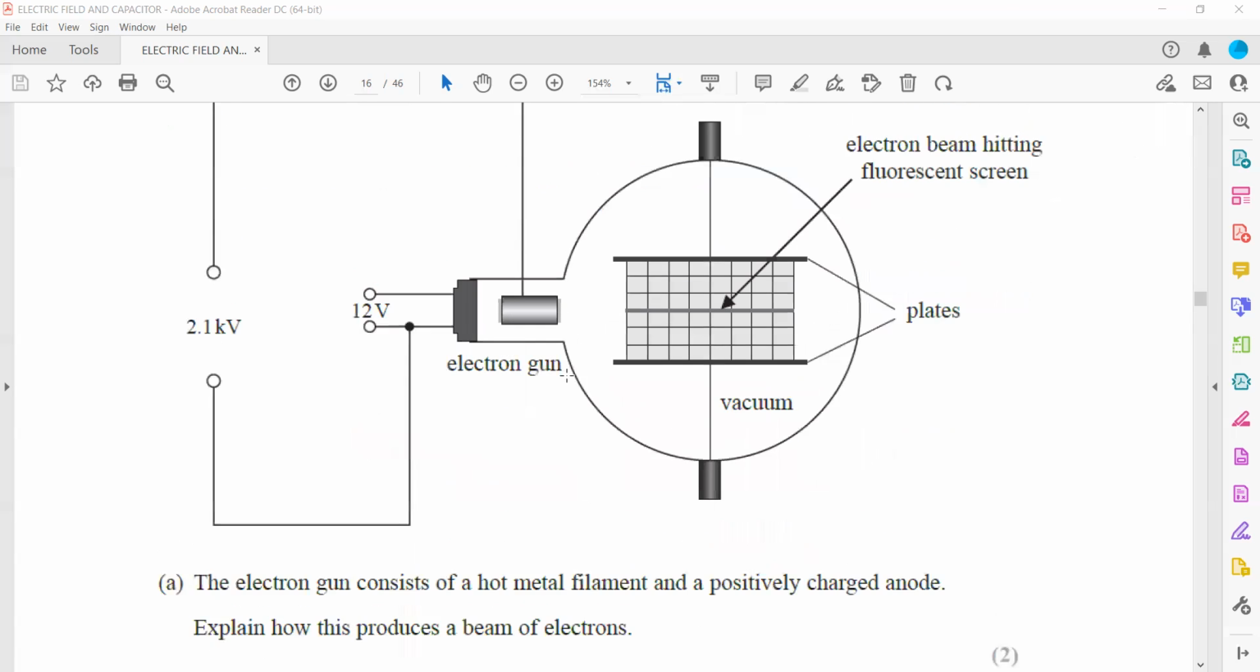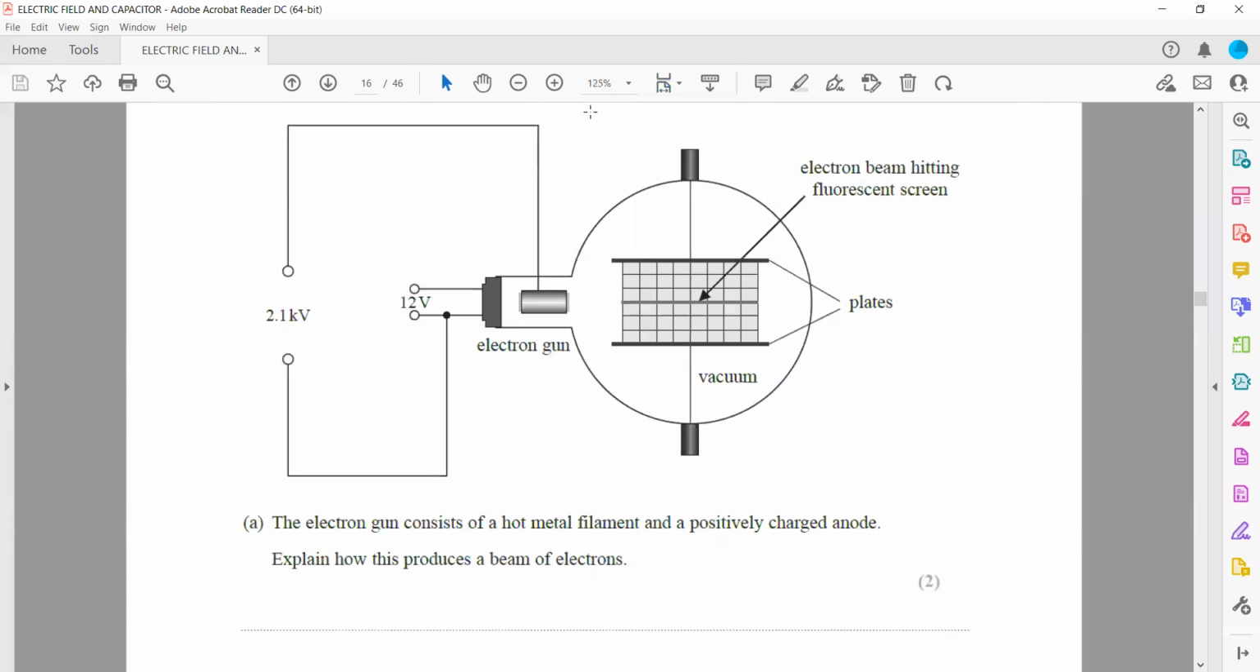The electron gun consists of a hot metal filament and a positively charged anode. Why does this produce a beam of electrons? As you can see here, a positively charged electrode is there, and it has a hot metal filament. So what is the advantage? When the metal becomes hot, the electrons gain energy and come out due to thermionic emission. And what is the advantage of having the anode? Electrons are accelerated by the electric field of the anode.